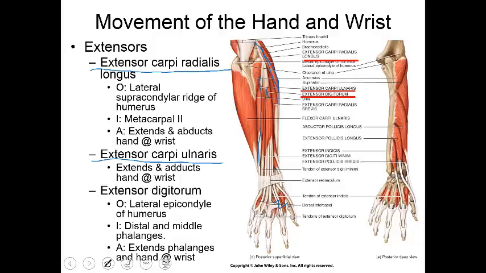And so it originates from the lateral epicondyle of the humerus, and it inserts itself into the distal and the middle phalanges. Distal phalanges are the tips of your fingers. Middle phalanges are the ones in the middle right here. And it helps you extend your phalanges or finger bones.